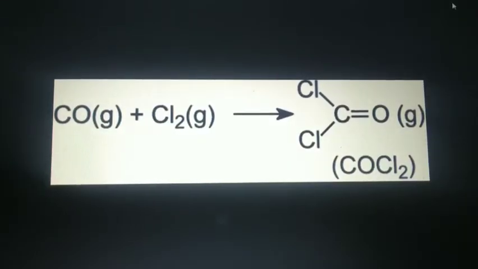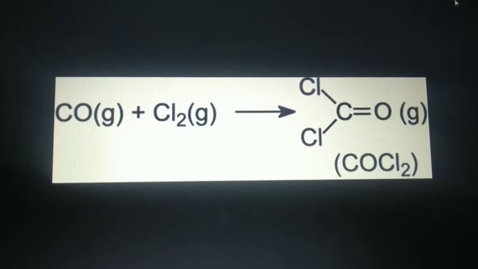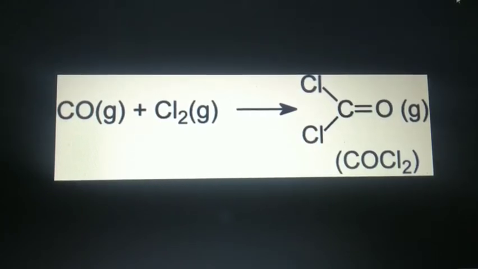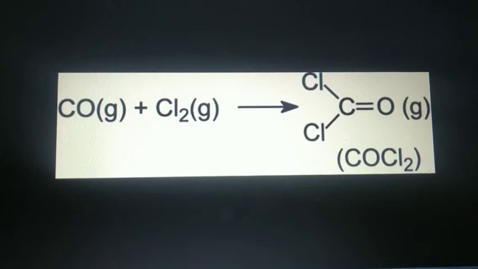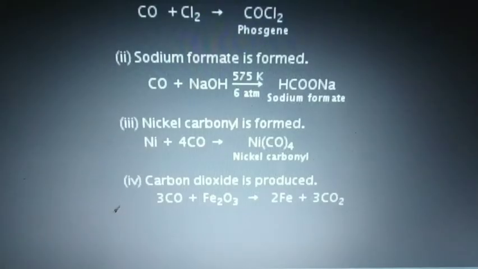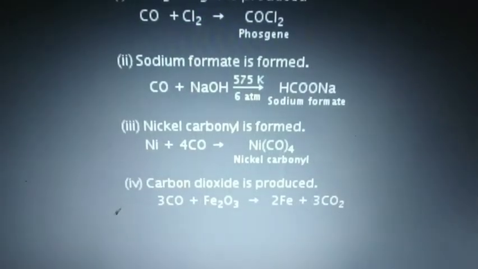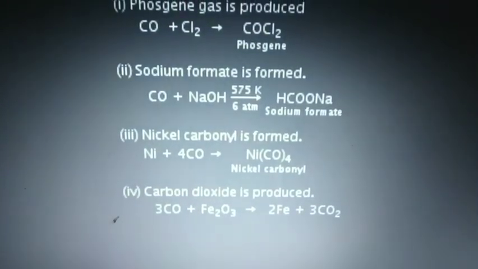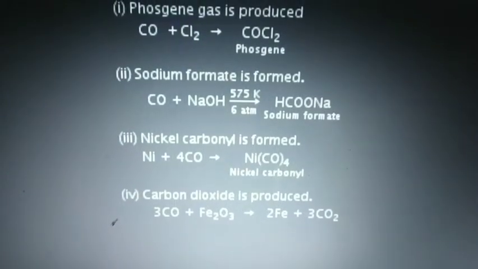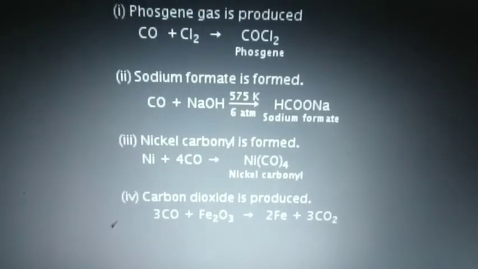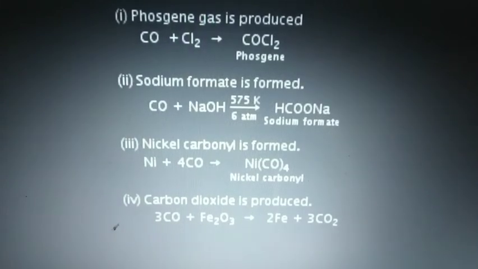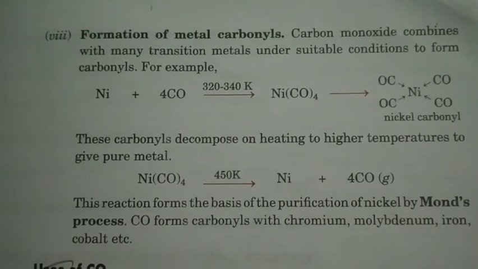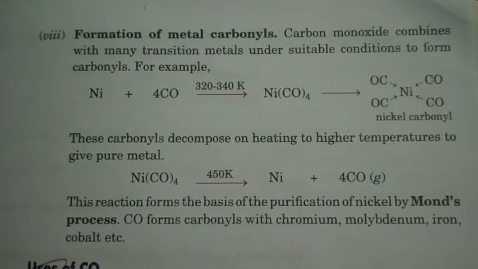So what happens when carbon monoxide reacts with chlorine? You can see that in the presence of sunlight, this carbon monoxide, when it reacts with chlorine, forms phosgene. We call this phosgene carbonyl chloride, COCl2. When carbon monoxide reacts with sodium hydroxide, that is NaOH, under pressure, it forms sodium formate, that is HCOONa, sodium formate.